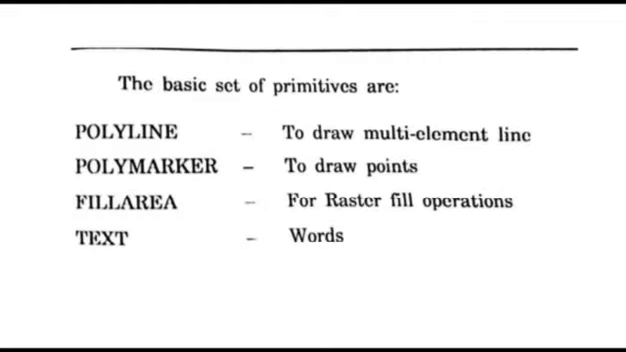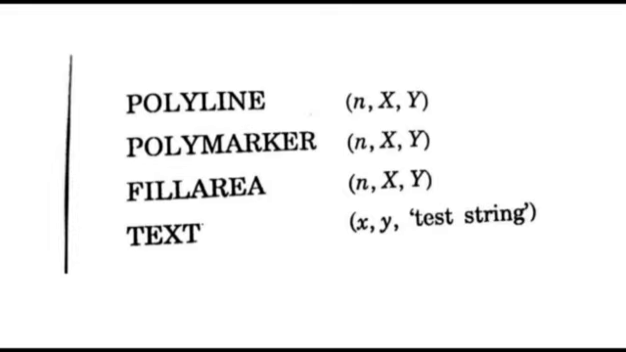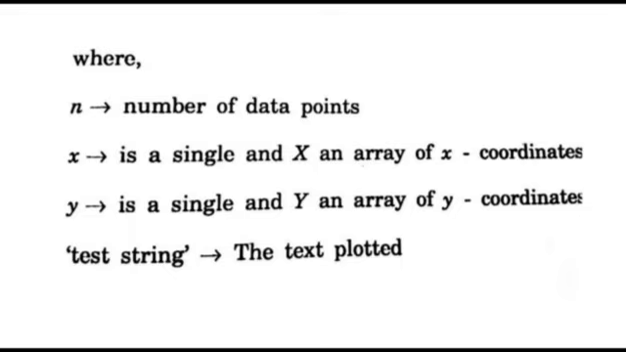The basic set of primitives in GKS: polyline is used to draw a multi-element line, polymarker is used to draw points, fill area is for raster fill operations, and text is for words. Polyline takes N, X, Y. Polymarker takes N, X, Y, fill area takes N, X, Y, and text takes N, X, Y, testing string, where N is the number of data points, X is an array of X coordinates, and Y is an array of Y coordinates. Testing string is the text to plot.